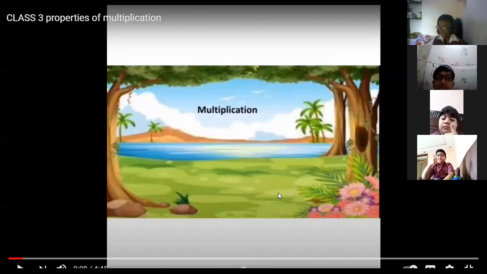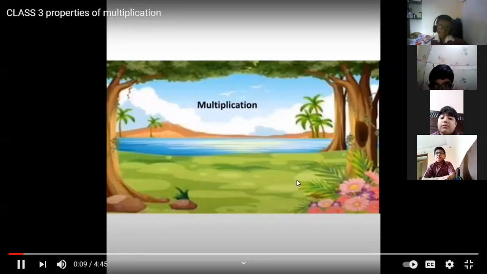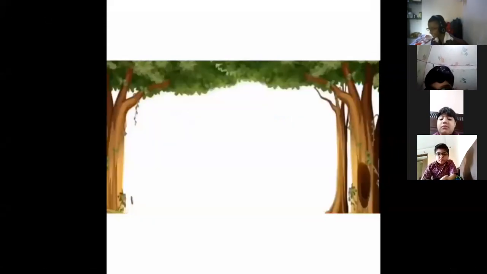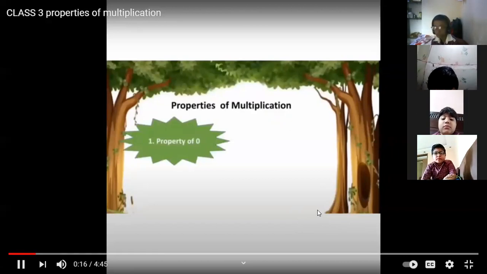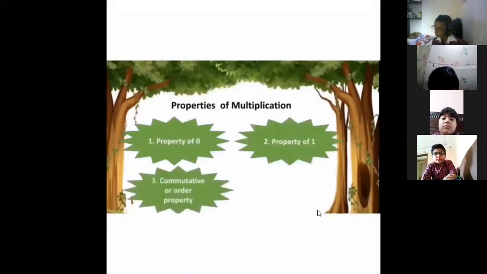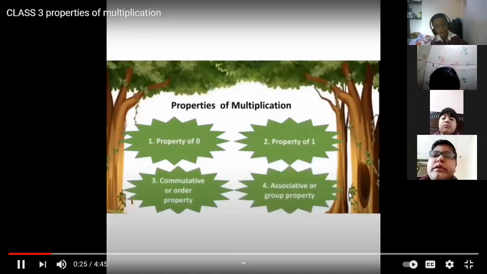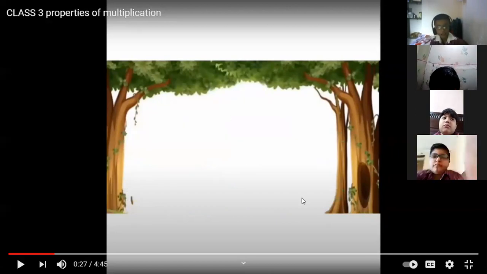Okay, beta. The topic that we are going to discuss today is properties of multiplication. Dear student, there are four properties of multiplication. First is property of 0, second one is property of 1, third is commutative or order property, and the fourth and the last property is associative or group property. Let us begin.